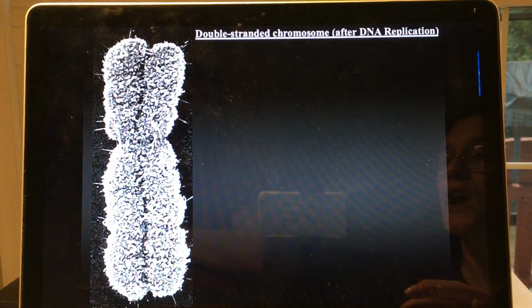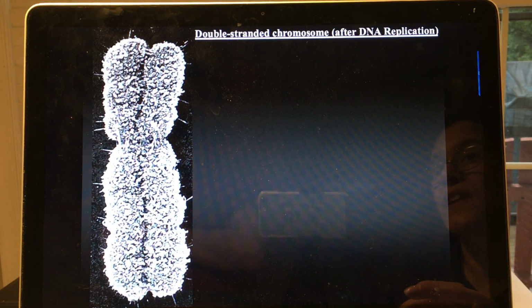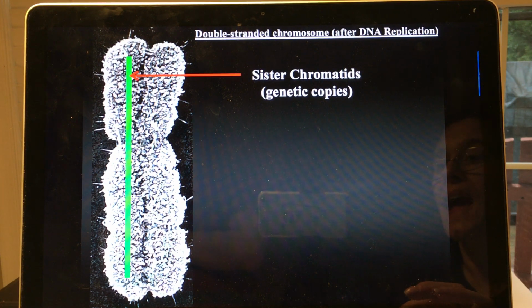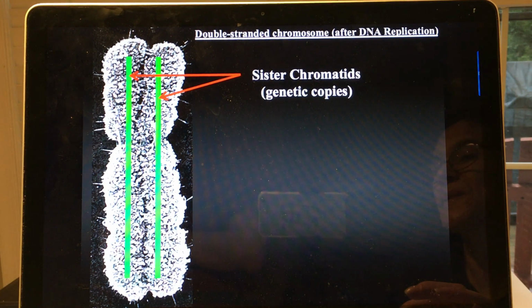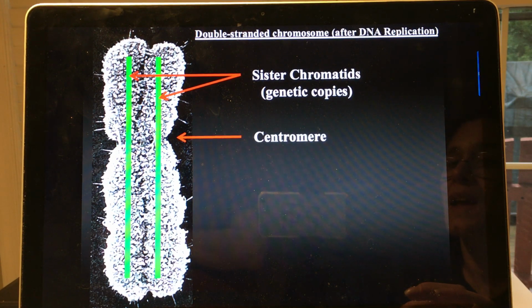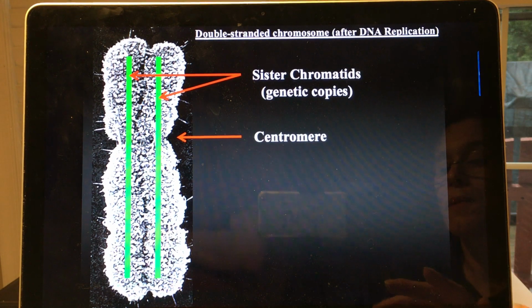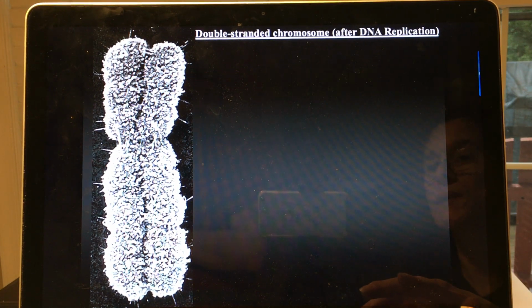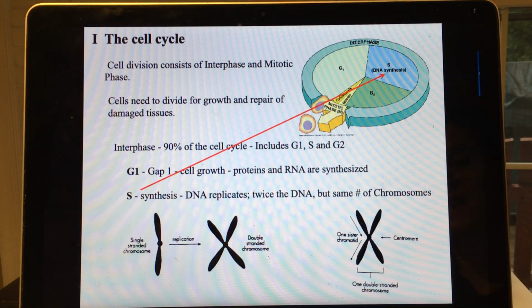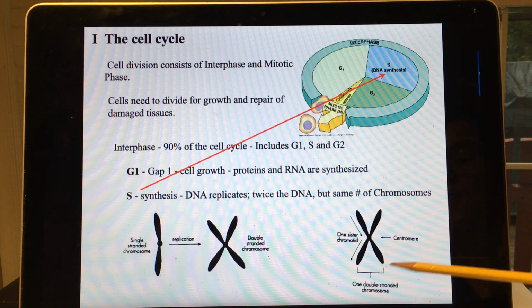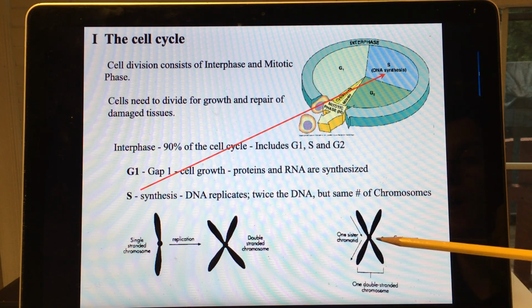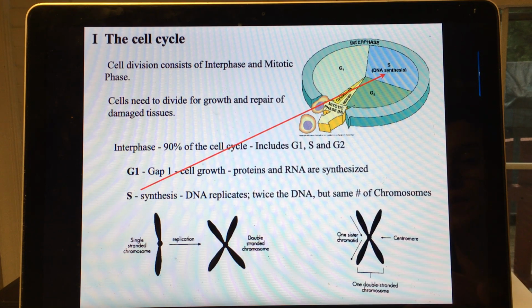So this is an electron micrograph, an actual photograph of a double-stranded chromosome that is after DNA replication. And these two sister chromatids are genetically identical. So instead of sister chromatids, think of them as genetically identical twin chromatids. And there is our centromere. Be really careful, because when you're counting chromosomes, it's very easy to think that this might be two chromosomes, but it's actually one double-stranded chromosome. So count the centromeres, and that is the number of chromosomes that you have.